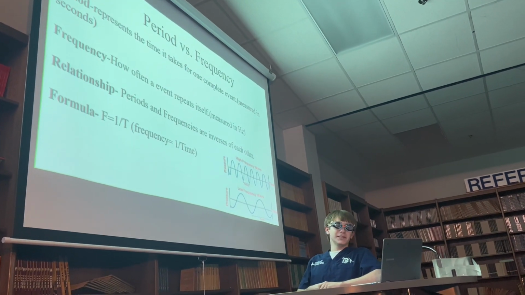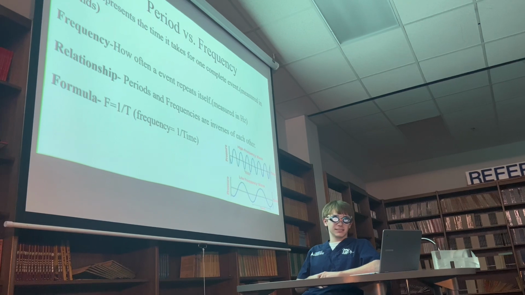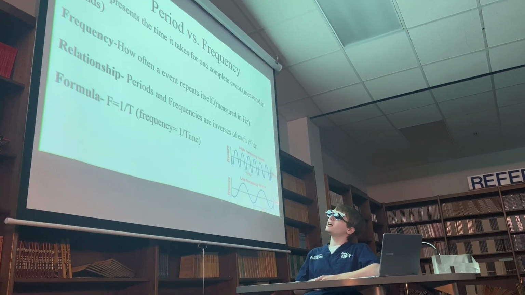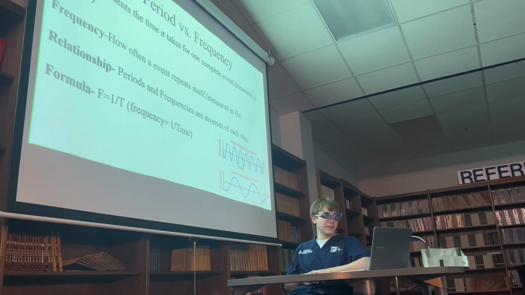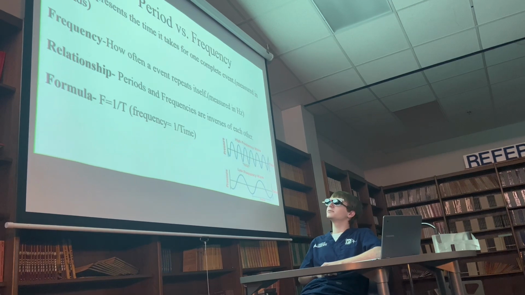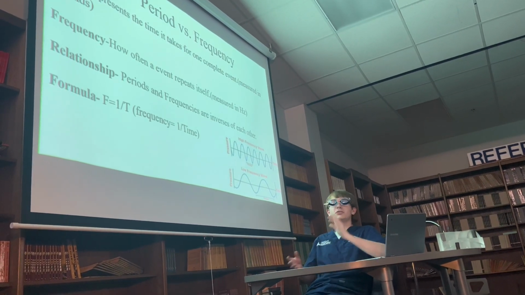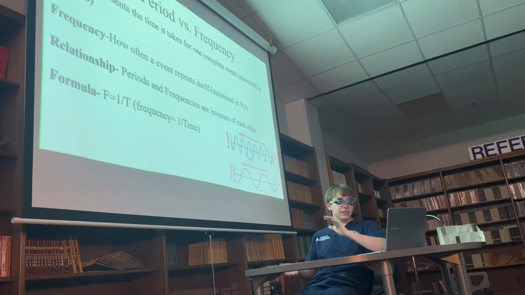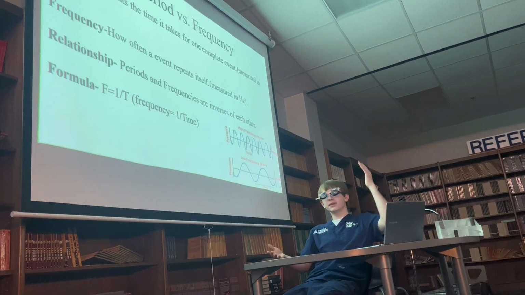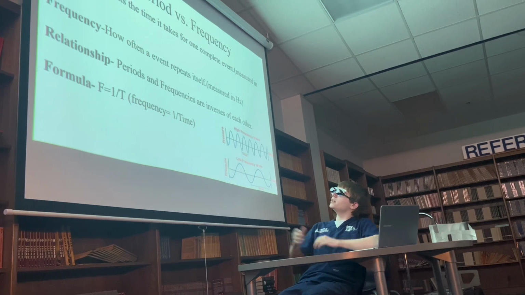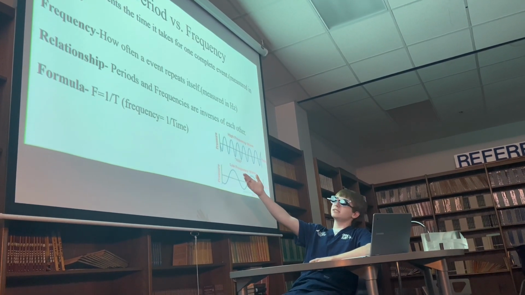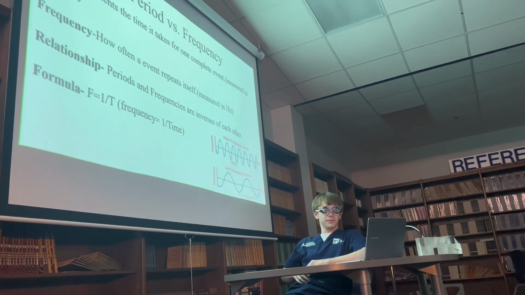Now, with waves, we have both periods and frequencies. A period represents the time it takes for one complete event. This is often measured in seconds. We have a frequency, which is how often an event repeats itself. It's measured in hertz. And those two work inversely with each other. So when a period goes up, the frequency goes down, and vice versa. The formula is F equals 1 over T, or the frequency equals 1 over time.